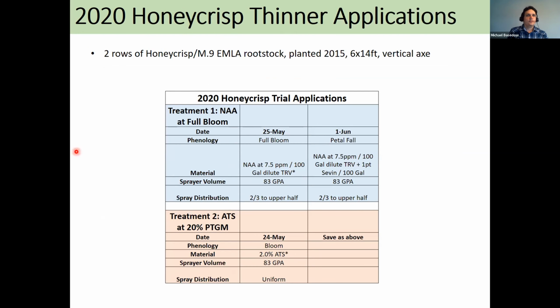Now I'll switch over to our Honeycrisp trials. Looking at 2020, we had 2 rows of Honeycrisp on M9. This was a younger block. It was planted in 2015 and was trained to a vertical axe at a 6 by 14 foot spacing.